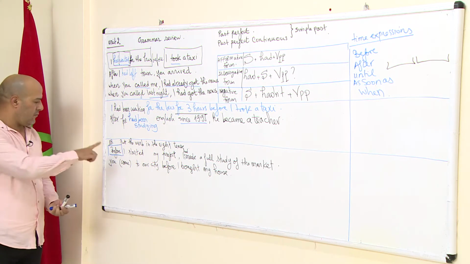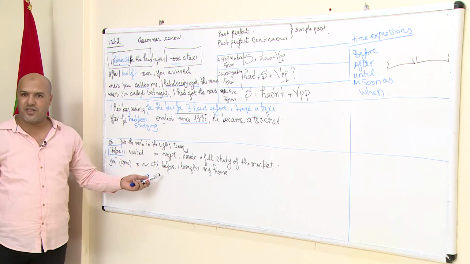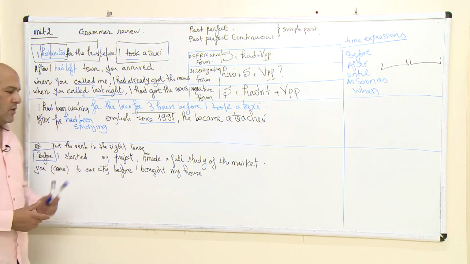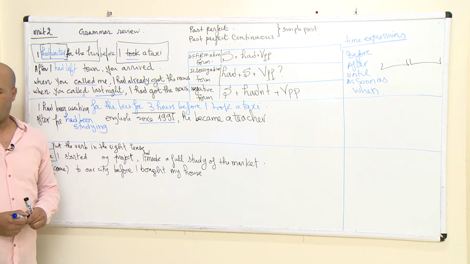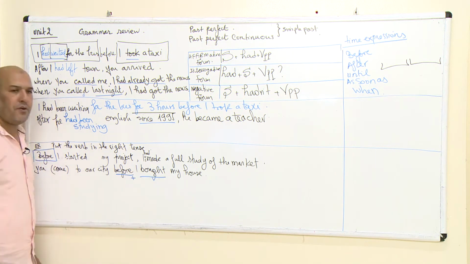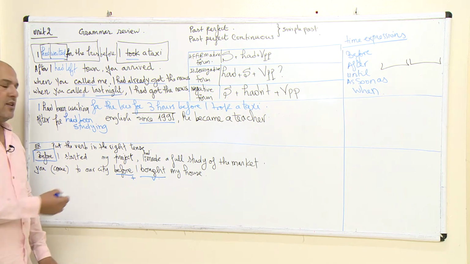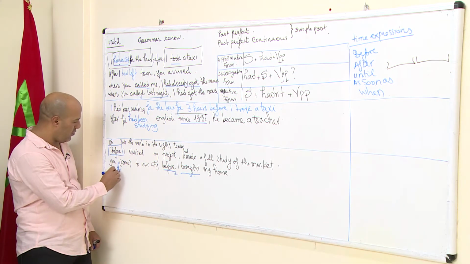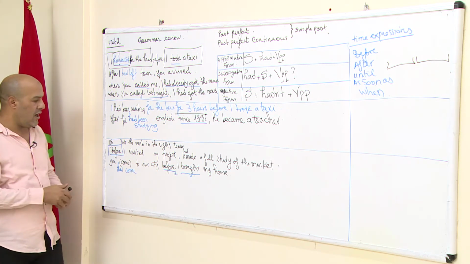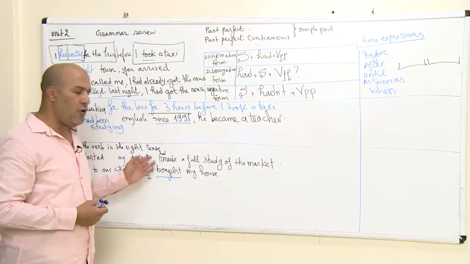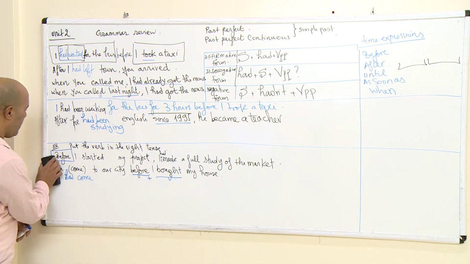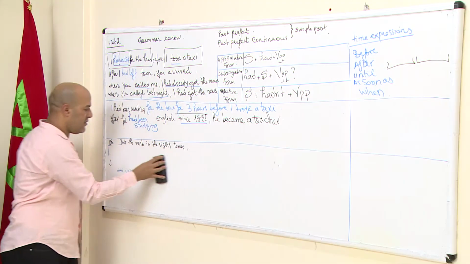Here again, you come to our city before I bought my house. So here we have before, here we have the verb in the simple past. Normally, the first verb should be in the past perfect, so I had come. So you had come to our city before I bought my house. So let's go to another two sets of sentences.